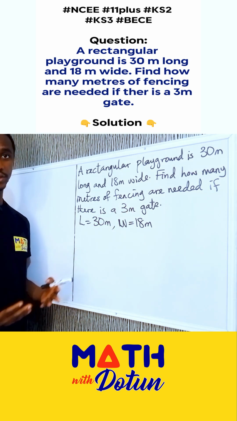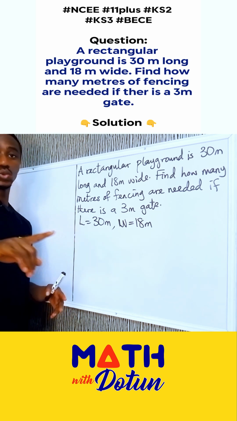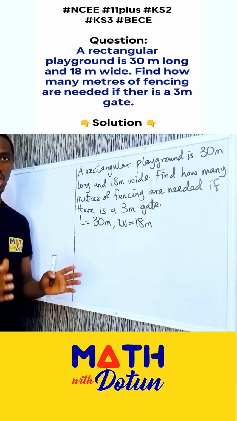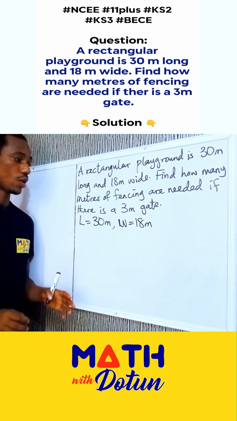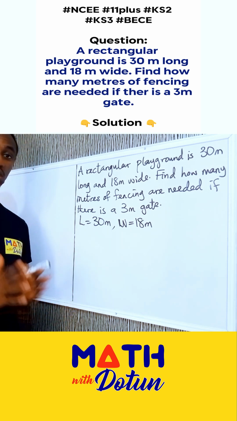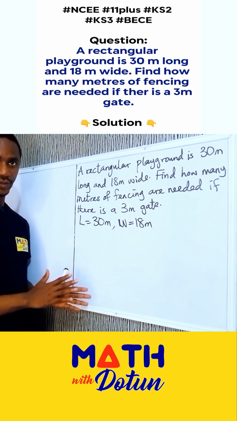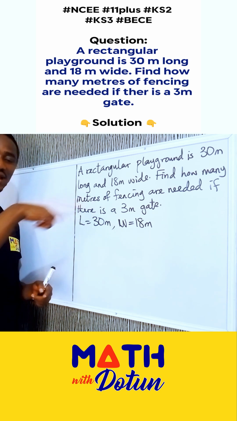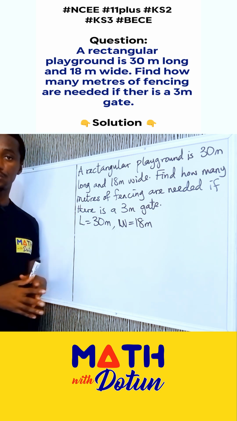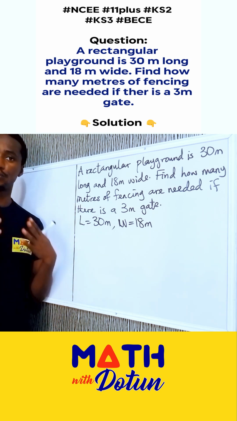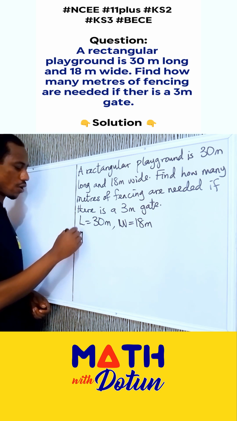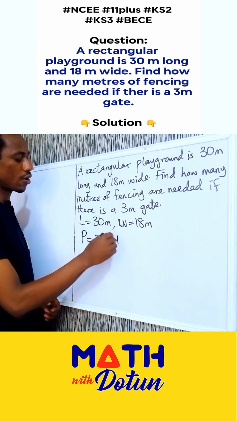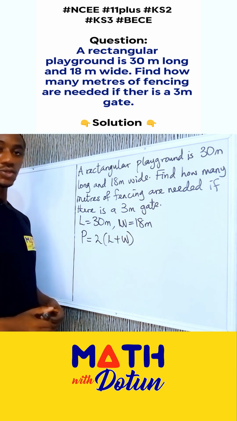Remember, we'll talk about perimeter because fencing has to do with the distance around, the total length around a shape. That's the perimeter. So when you're talking about fencing, we are dealing with perimeter, not area. So the first thing we have to do here to know the total length around this rectangular playground is to calculate the perimeter. Recall that to calculate the perimeter of a rectangle, we multiply the sum of the length and width by 2.